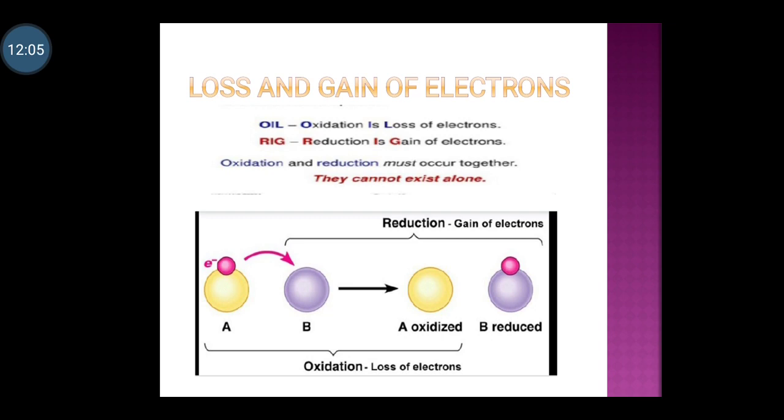Alright. Now, from that diagram, you have elements A and B, and then A is yellow, B is purple, and you're having a pink color on top showing electrons. All right. Now A is donating electron to B, so A is losing electron. That means it is undergoing oxidation because it's losing electron. Now, when it loses electron, it becomes oxidized. All right. Whereas B is accepting the electron or gaining the electron. Now, when it gains the electron, it becomes reduced.